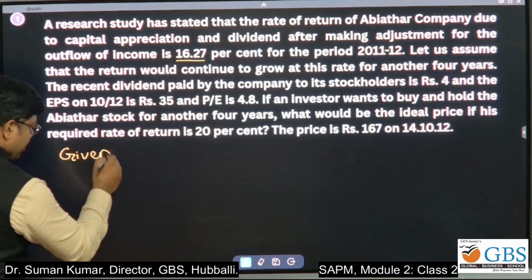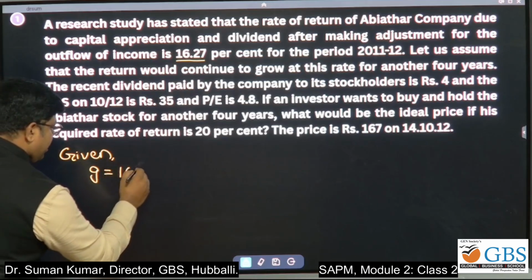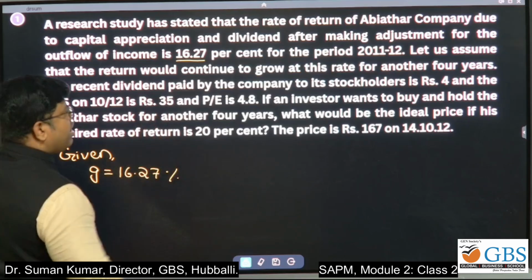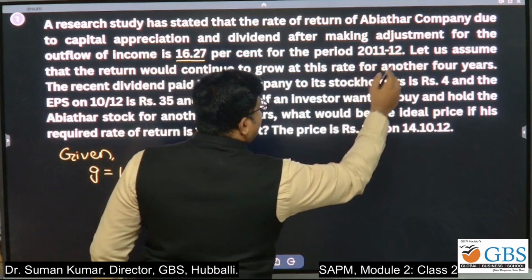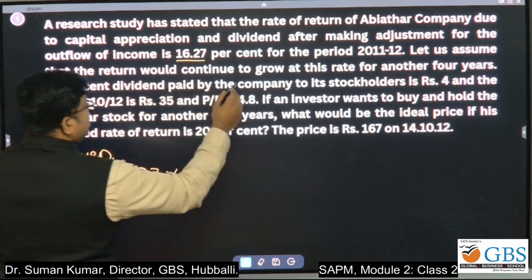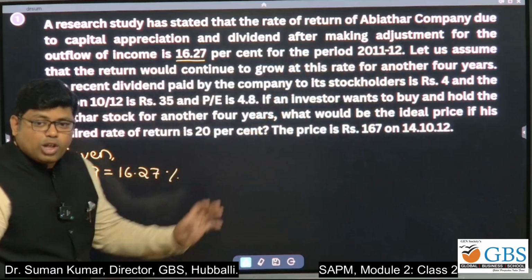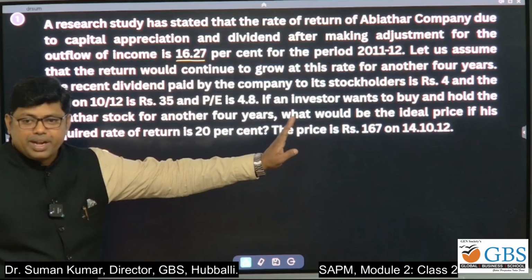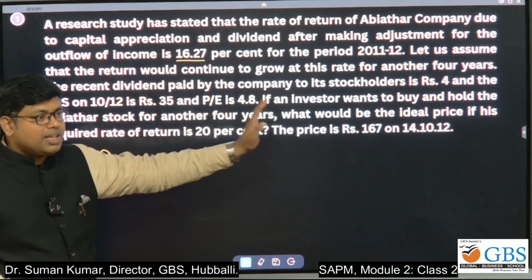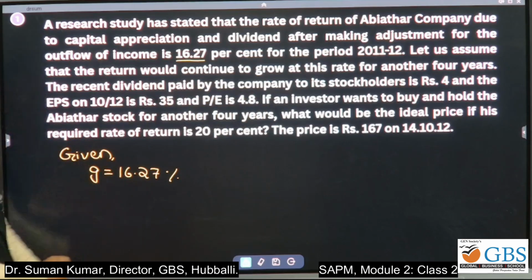Given in the question, G is equal to 16.27% for the period 2011 and 12. Let us assume that return would continue to grow at this rate for another 4 years. So one clue, 4 years is what? Holding period. So that is not the holding period. Actually, for 4 years it will be the same growth rate, that is 16.27.